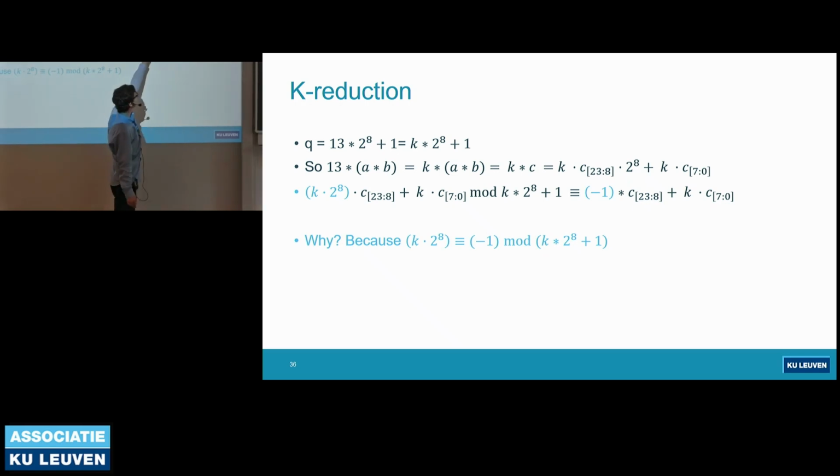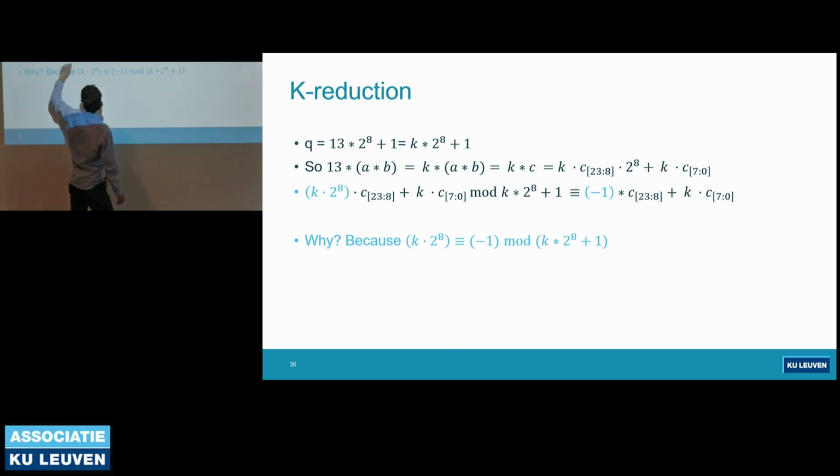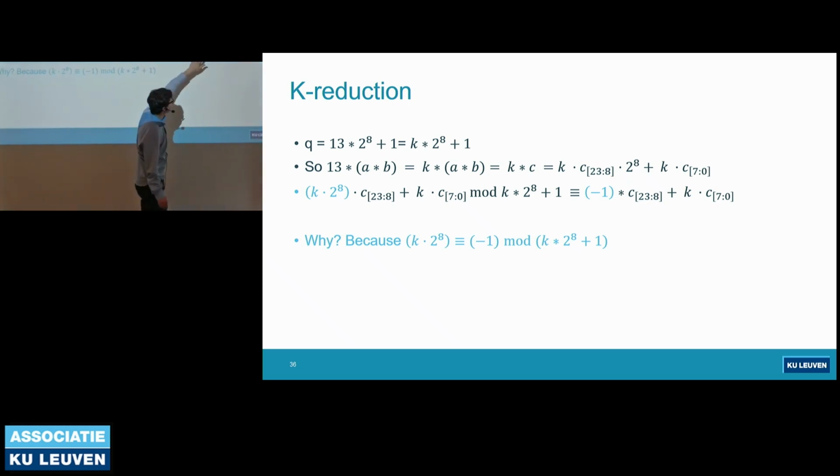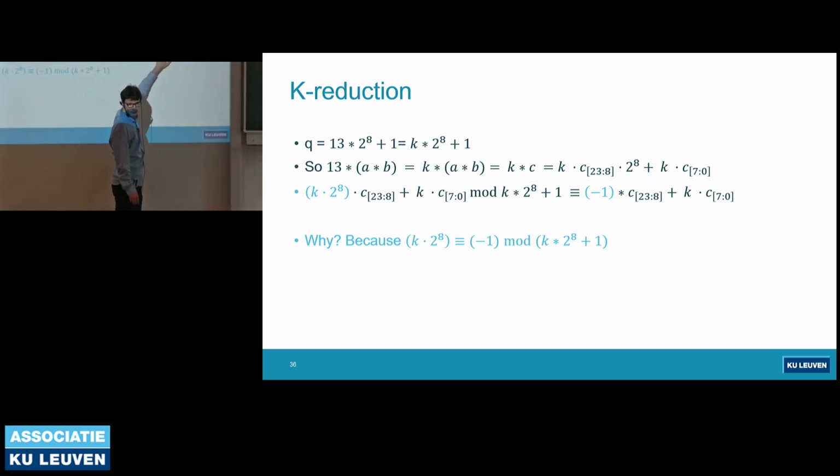Now, this k times the lower bits doesn't improve anything. But this k times the upper bits, well, k times 2 to the power of 8 is minus 1. Since k times 2 to the power of 8 is minus 1, we can just substitute this with a minus 1, and the right part stays the same. And this is a massive reduction because now this is about 16 bits, this is about 8 bits, so we went from 24 bits to basically 16 bits in one step.